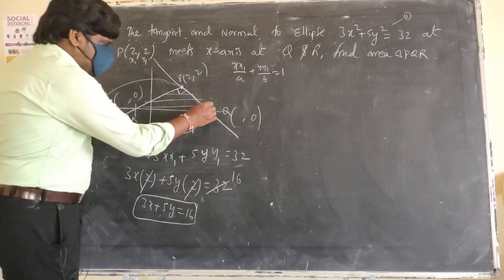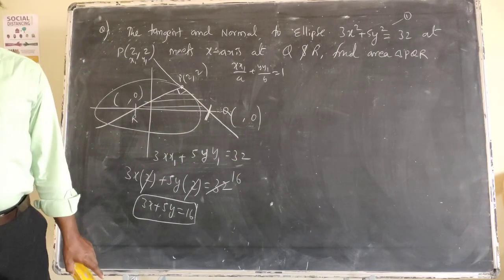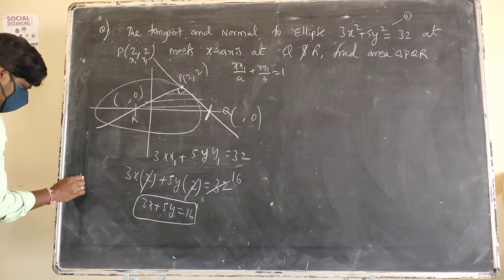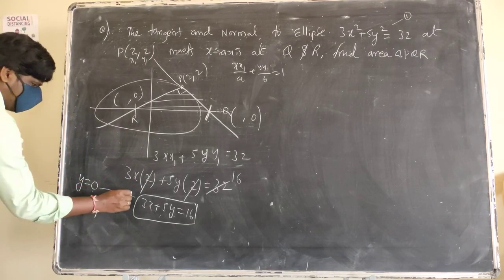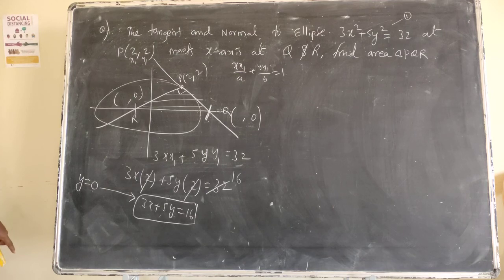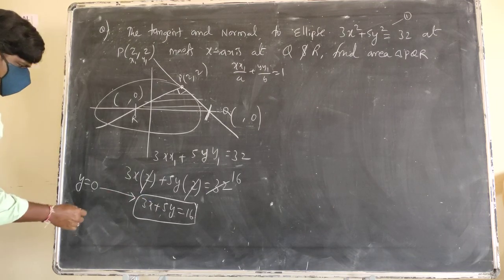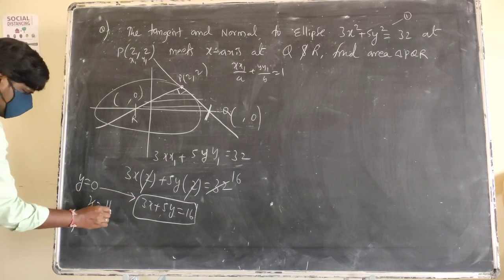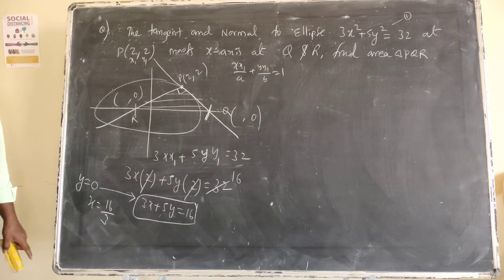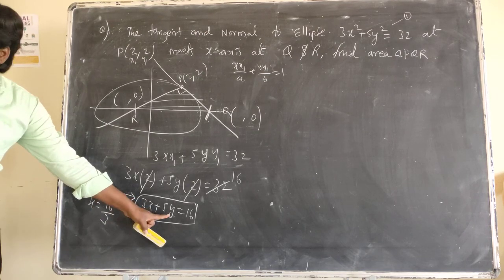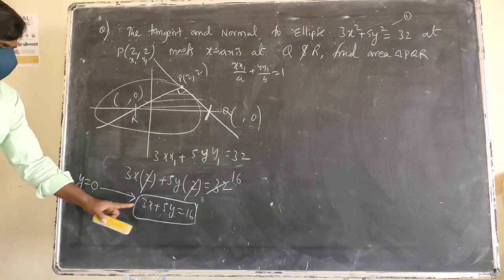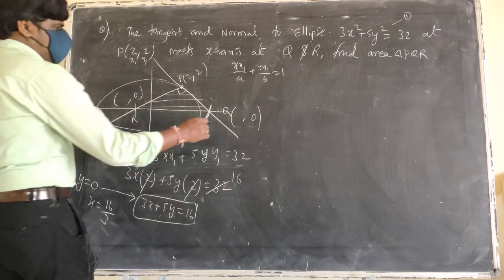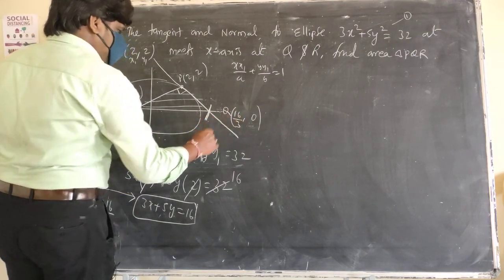But I want to find this point, the x-intercept. X-intercept means I will keep y equal to 0. If I plug in y is equal to 0 in this, I get x is equal to 16 by 3. Are you getting it? If I plug in y is equal to 0, x will be 16 by 3. So this point is 16 by 3.